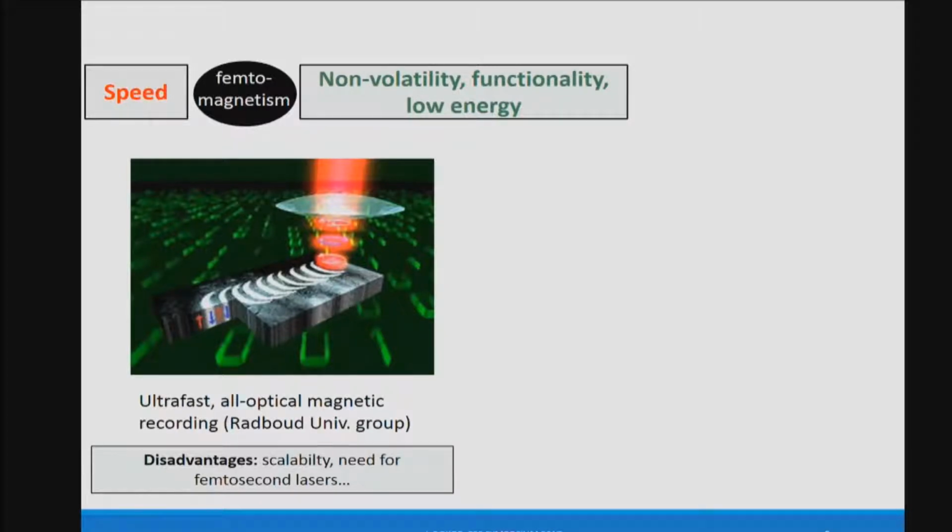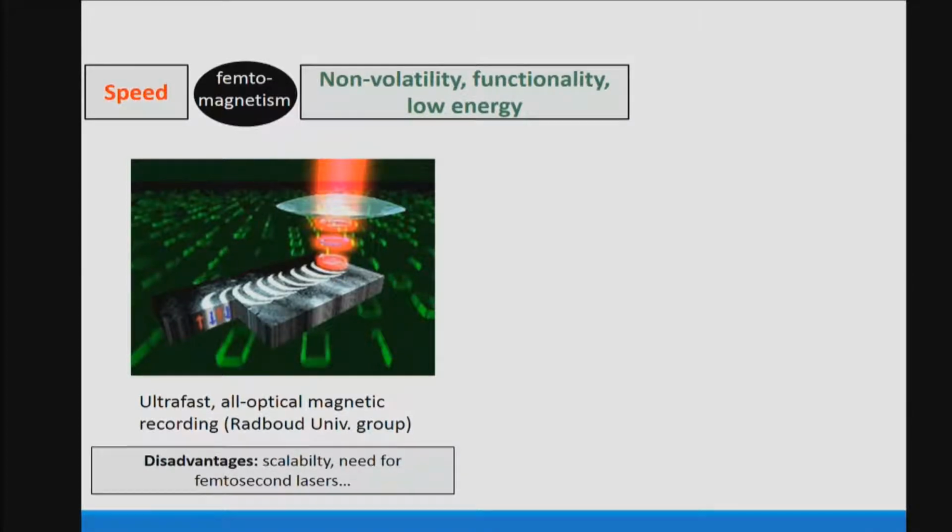Now, of course, there are some issues with that. First of all, optical memories are kind of already becoming somewhat obsolete because it's very hard to scale the size of a bit down for an optical memory, whereas hard drives are now scaling down into the 20 nanometer range. Also, you need a femtosecond laser for this. That's kind of expensive if you have to have a femtosecond laser inside every disk drive.